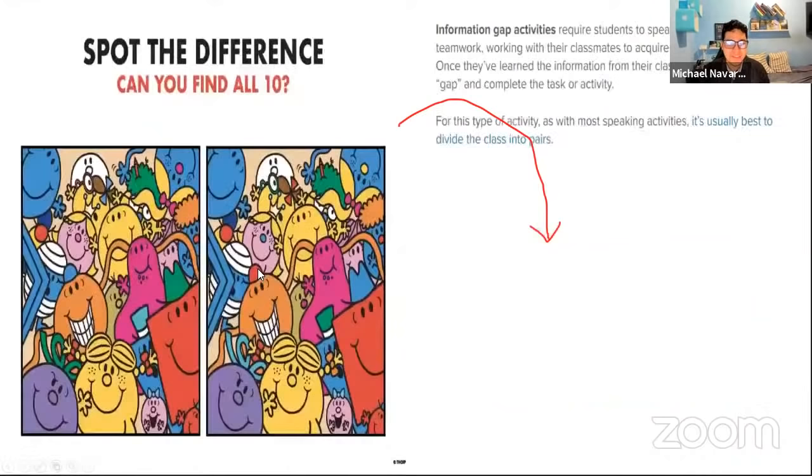Okay. Now, another activity that I love incorporating is this, information gap activities. When we talk about information gap activities, let me read the definition for you so that we can have a clear understanding. Information gap activities require students to speak and to practice teamwork, working with their classmates to acquire the missing information. So that means that students need to work together to fill the gap.